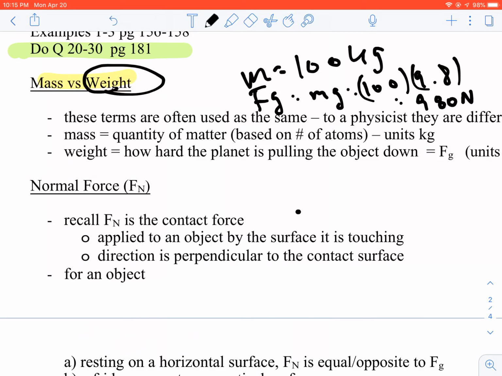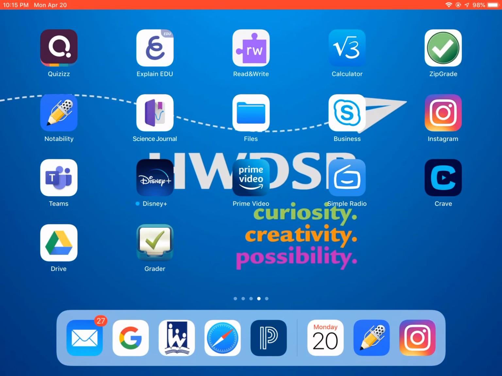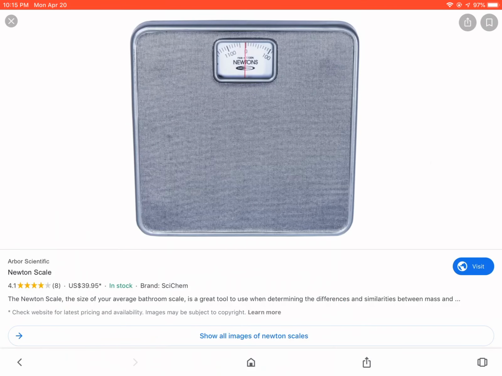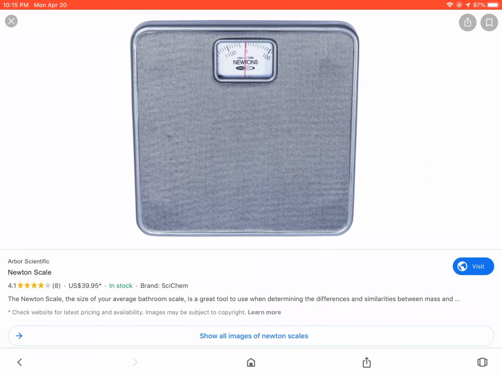Right, so notice that mass is in kilograms and weight is measured in newtons. Now, that being the case, notice something else here that's going to be a bit of a problem. If I go back, I was looking earlier, this is a scale. Mrs. Bateman has one of these scales in her room, and notice that the units here are in newtons. They're not in kilograms, they're not in pounds. This is actually a Newton scale.